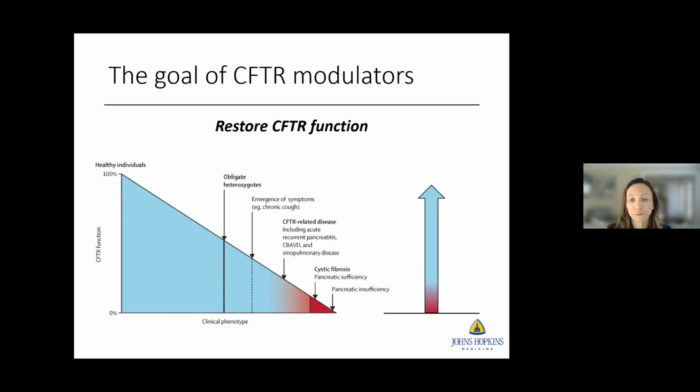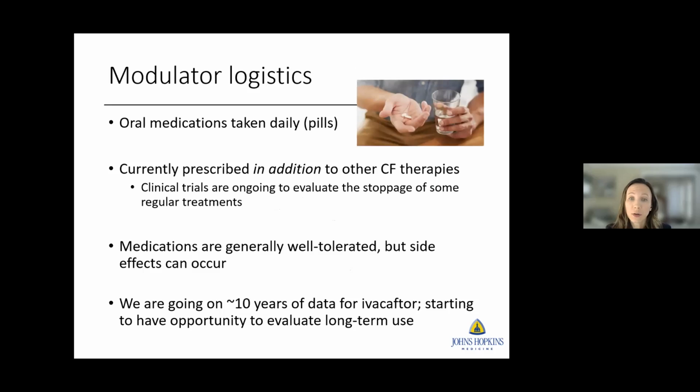So that's the goal. From a logistical perspective, modulators are oral medications that are just taken daily. They are pills for older kids. The ones that are approved for younger children, I think, have a suspension that can be given. I want to say they're taken once or twice a day, depending on the modulator. Currently, they are prescribed in addition to other CF therapies, though this is a question for debate.